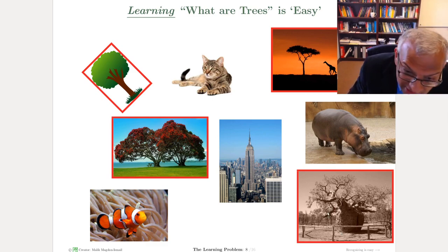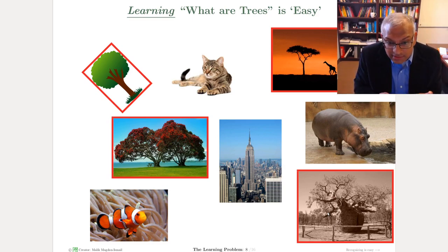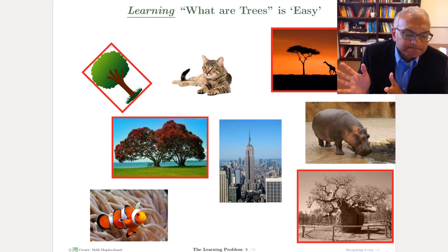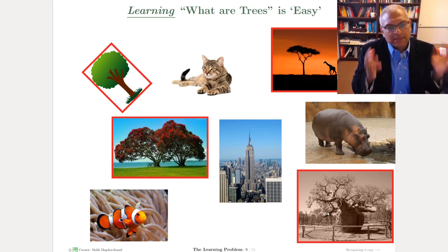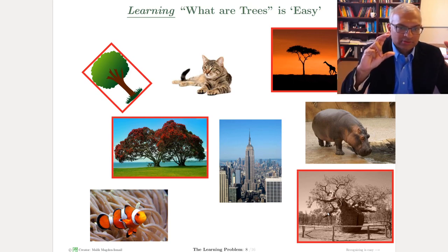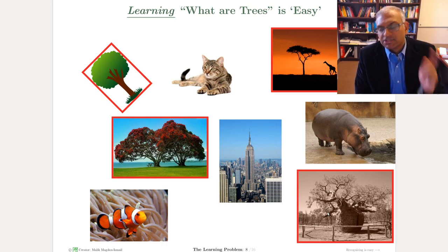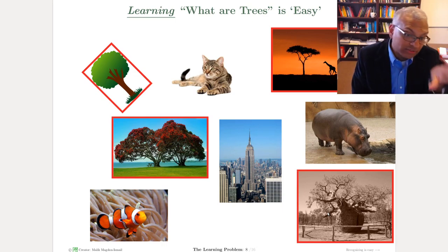Okay, so something special is going on here, and it's not that anyone ever gave my daughter a definition of a tree. So somehow she is able to seamlessly and flawlessly recognize trees, despite not having a definition. She has learned what a tree is. Now, how did that happen?